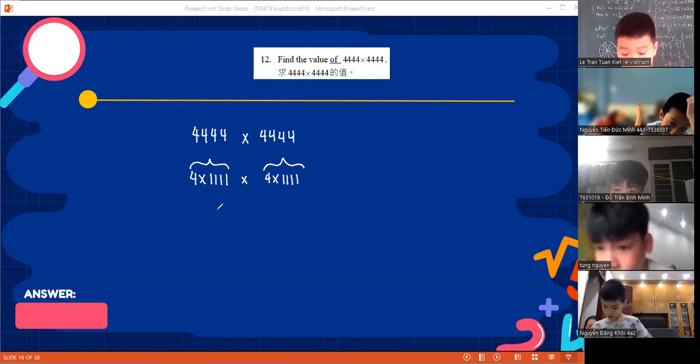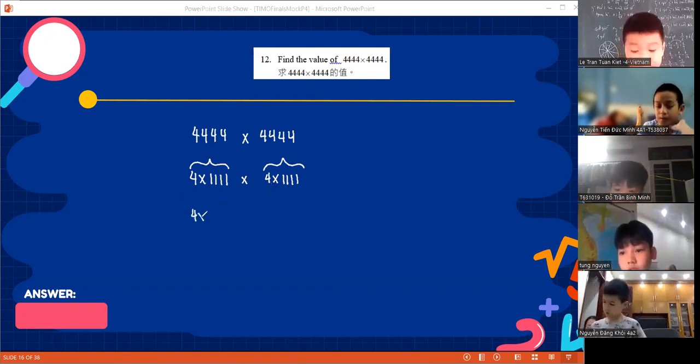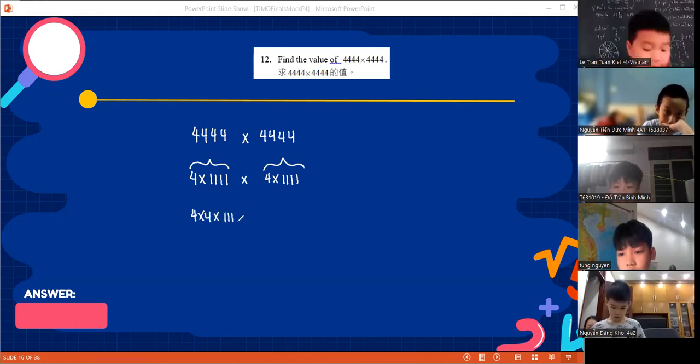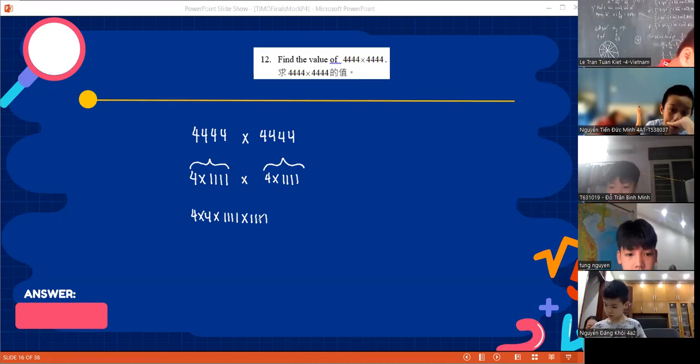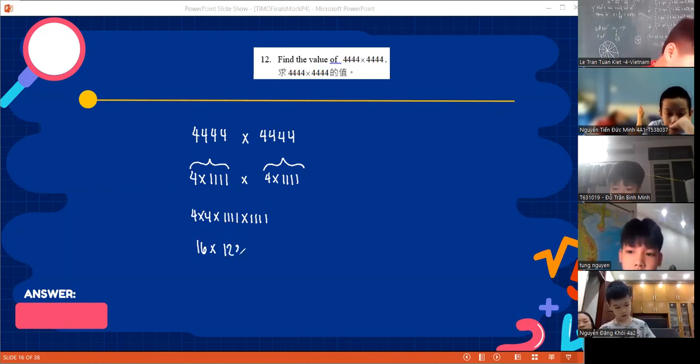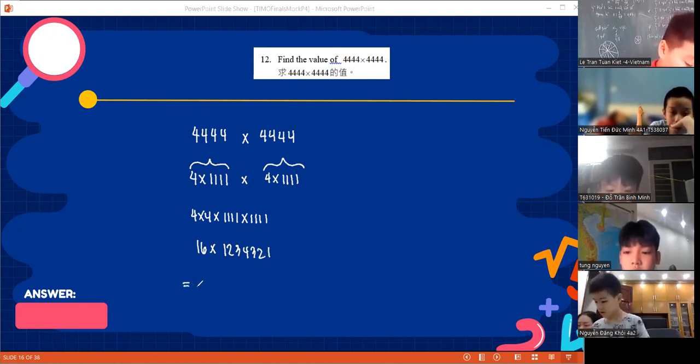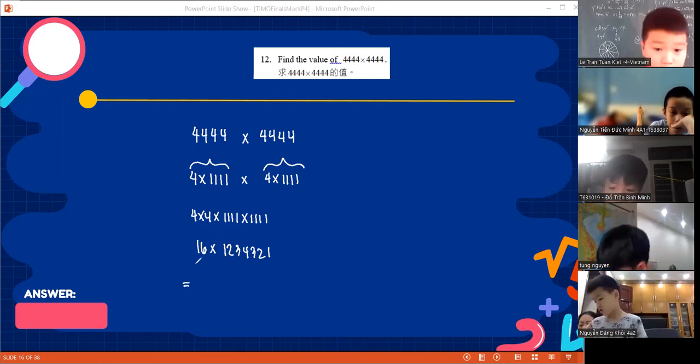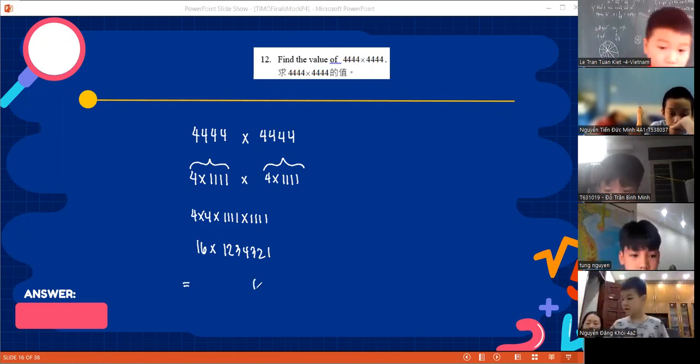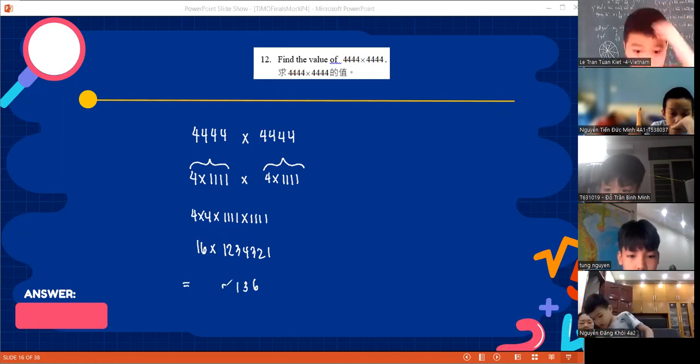So we can have it as 4 times 4 times 1111 times 1111. Okay? So 4 times 4 here is 16. How about the other one? This is going to be 1111 times 1111, right? So very easy. That is how many ones here? 4. So the answer here will be 1, 2, 3, 4, 3, 2, 1. Diba? Then continue multiplying. You will get what? 6, 3, 1, 9, 4, 7, 9, 1.